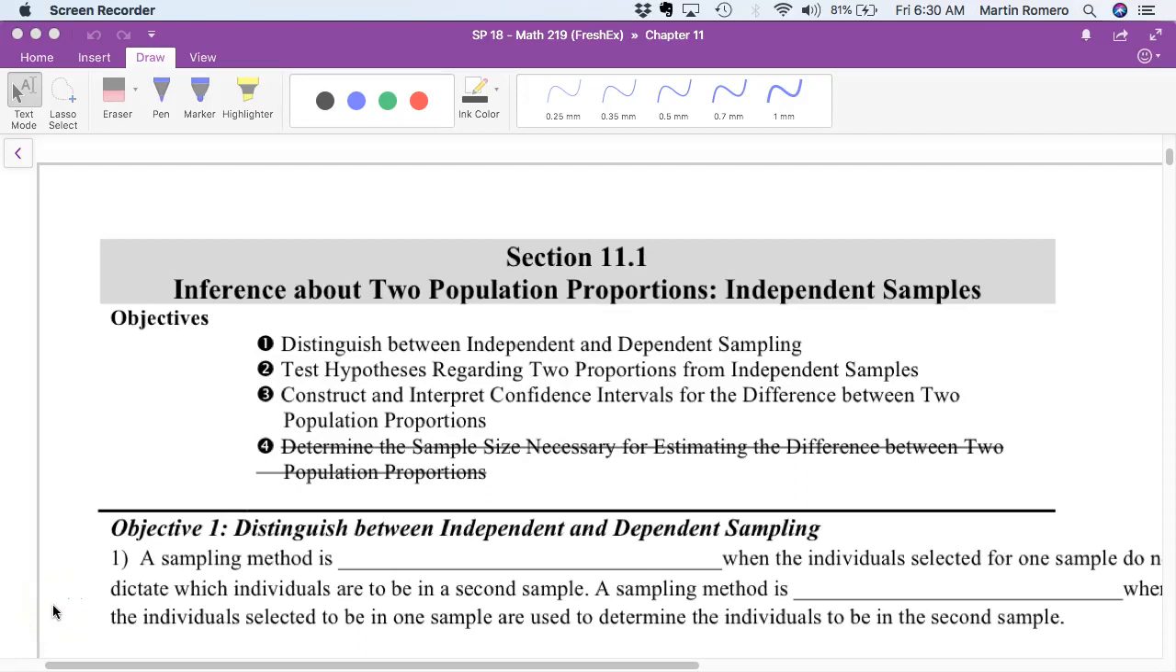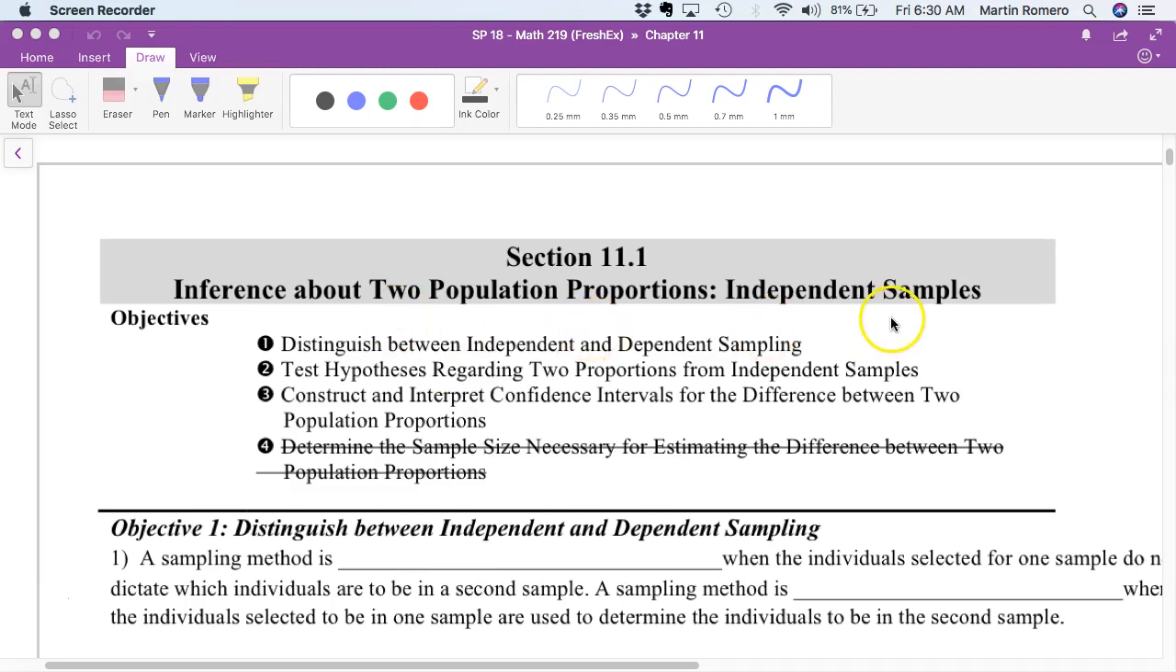This video is an introduction to Chapter 11. It's a short video to explain the difference between the three types of tests you'll do. So you have your note sheets out. 11.1 is going to be about, instead of doing one sample, Chapter 11 is about doing two samples.